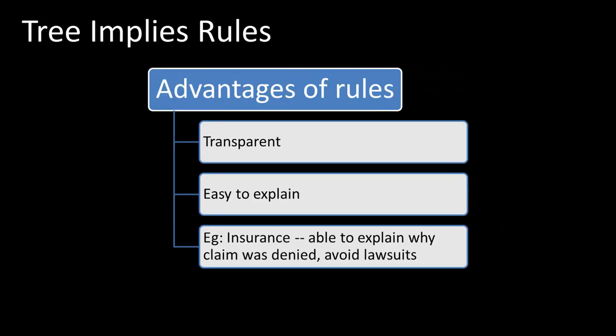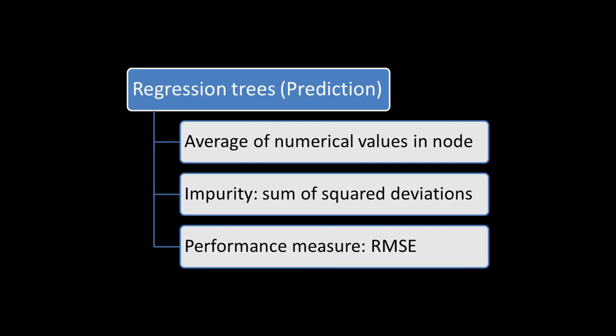Again, to come back, the advantages of rules are that they're very transparent and easy to explain. Also, in terms of liability for insurance companies and so on, they can very clearly explain how they made the decision. So they don't have to appear as if they made the decision arbitrarily. They can say, this is the data, this is the rule we use for everybody. So it's easy to justify rules.